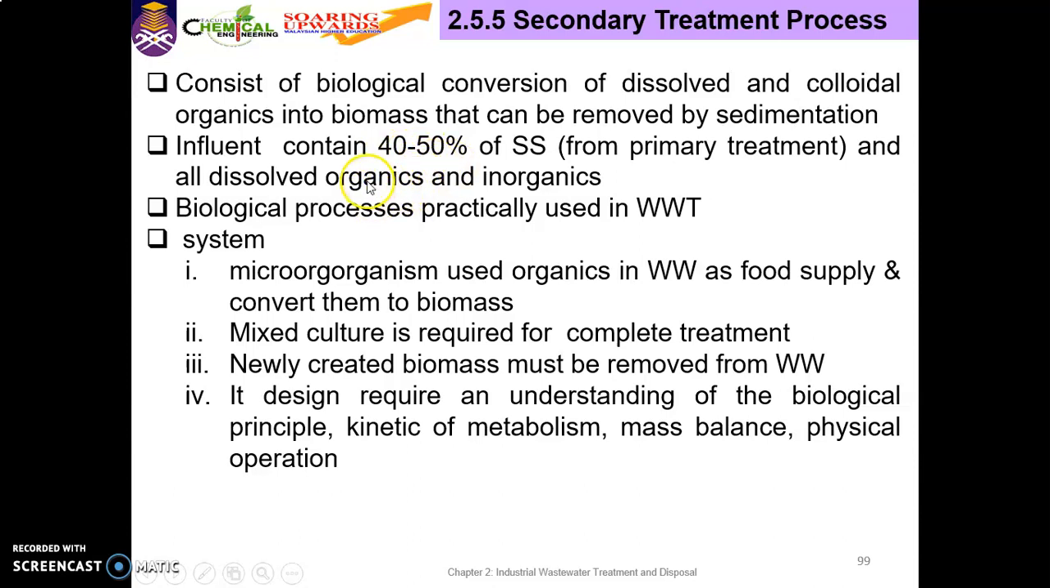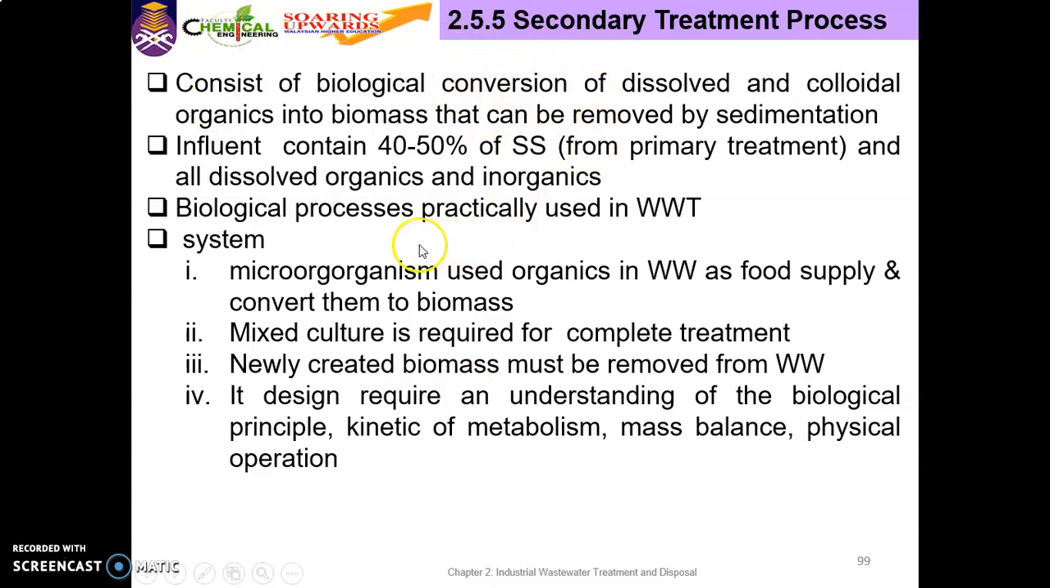So the influent contains about 40 to 50% of suspended solids. As I mentioned in the primary treatment, primary treatment can remove about 40 to 50% of suspended solids. So the rest will come in the secondary treatment process.